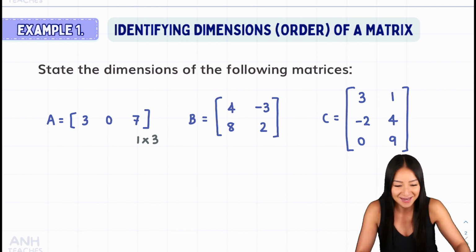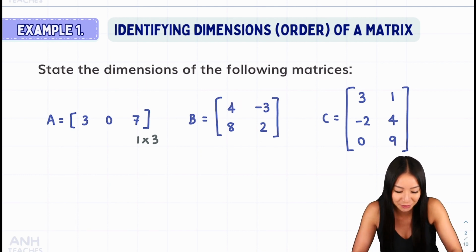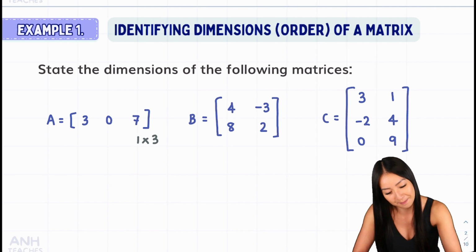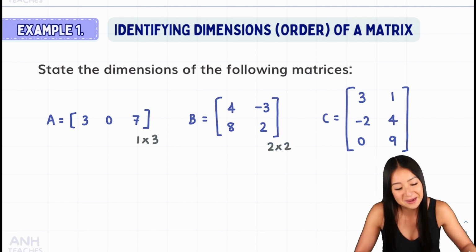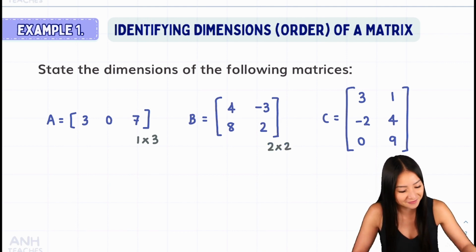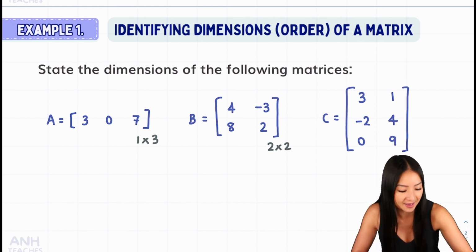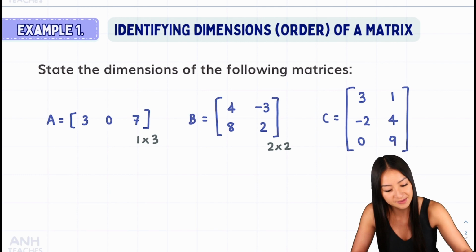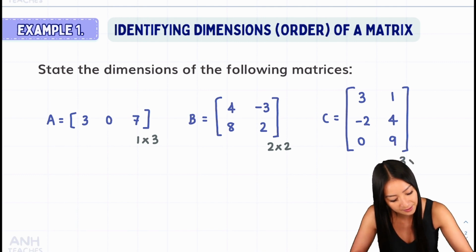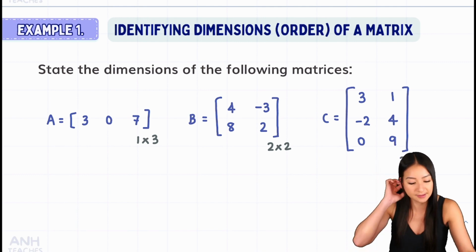Matrix B here, now you can't go wrong with this one. It's a 2 by 2 matrix. Now matrix C here, you've probably already figured it out because we have 1, 2, 3 rows and 1, 2 columns. This matrix is a 3 by 2 matrix.